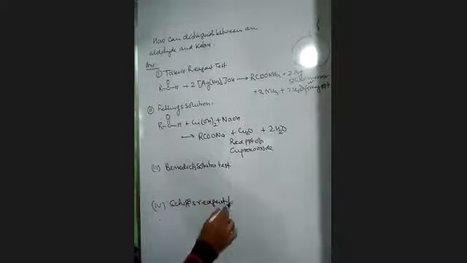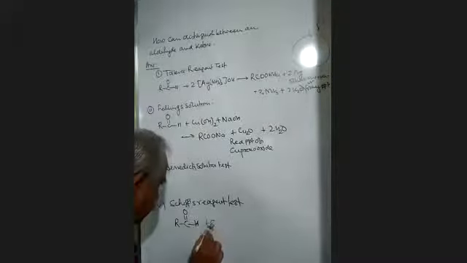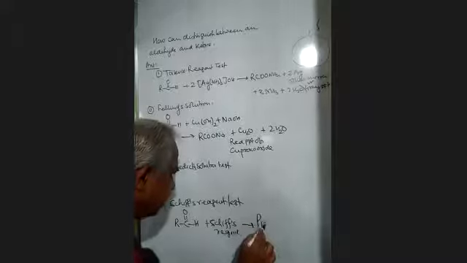Okay. Then this is called Schiff's reagent test. How do you do it? So we'll write here now this, and here we'll write Schiff's reagent. This formula you will not be able to write. Schiff's reagent. Okay. Then you'll get a pink color.